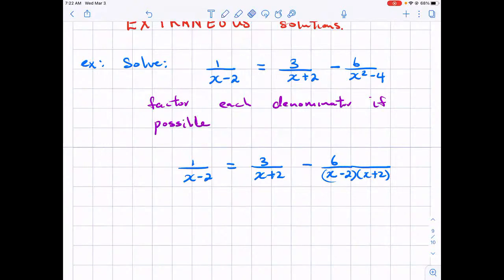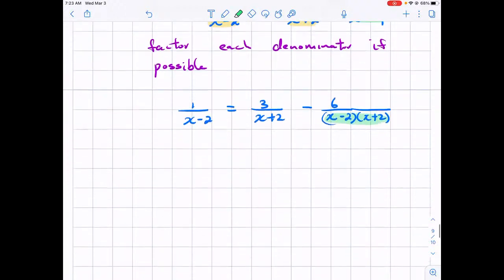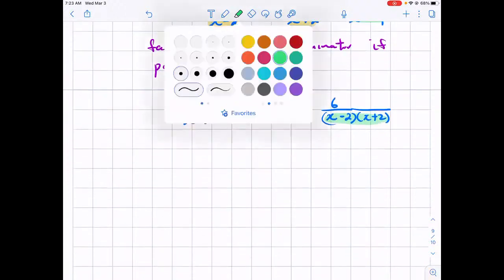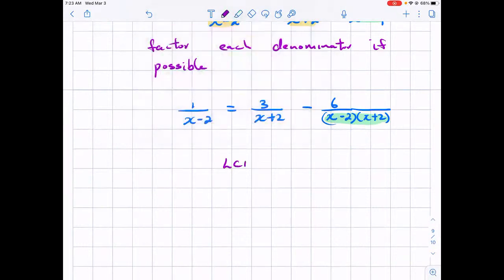So I said if possible, okay? I said if possible because if you notice in your first fraction, there is nothing to factor in x minus 2. In the second fraction, there is nothing to factor, but in that third fraction, there's a difference of squares. So when you factor that, you get x minus 2 times x plus 2. Okay? So now we can clearly see the lowest common denominator.